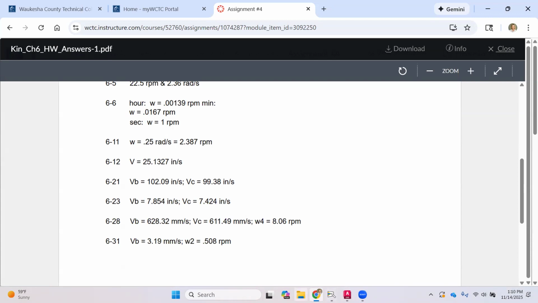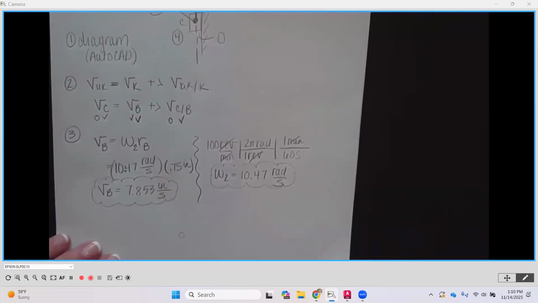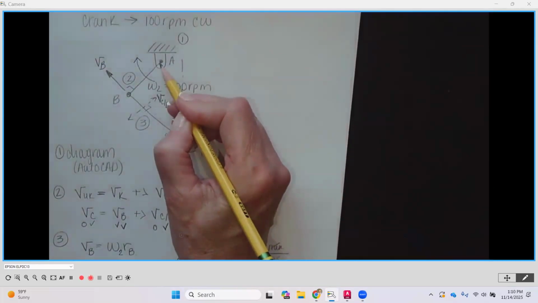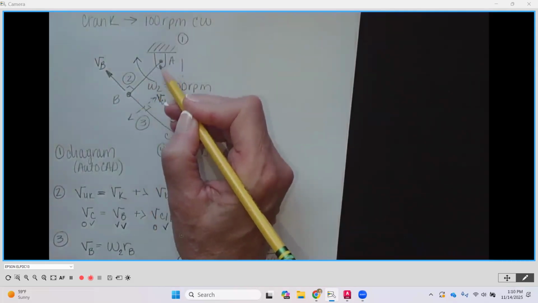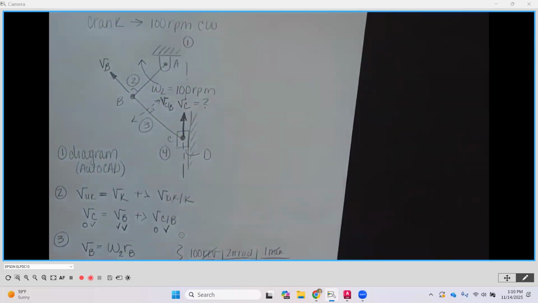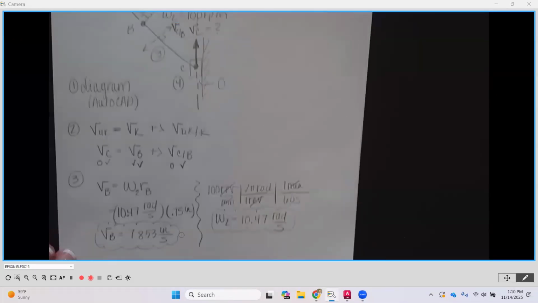Oh, I see, Logan, you have a question. Why are we using 0.75? So 0.75 inches is the radius from the center of rotation to point B. Okay, and this length of link number 2 is 0.75. That's why. So that's the radius of rotation.